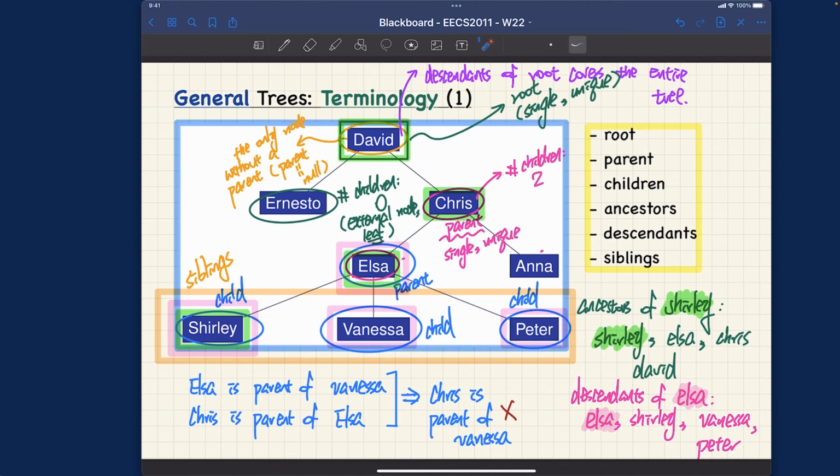Or think about it: Elsa's children are exactly these three nodes, right? Just quickly, how many siblings does Elsa have? Well, in this case, only Anna, right? You can see Elsa and Anna have the same parent, Chris. How many siblings does Chris have? In that case, Ernesto, just one, right? How many siblings does David have? In this case, none, because David does not really have a parent, because David is already the root by definition.